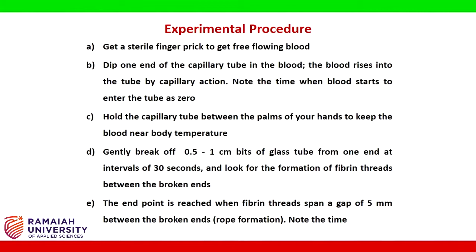Note the time when blood starts to enter the tube as 0. Hold the capillary tube between the palms of your hands to maintain the blood near body temperature. Gently break off 0.5 to 1 centimeter bits of glass tube from one end at intervals of 30 seconds and look for the formation of fibrin threads between the broken ends. The end point is reached when the fibrin threads span a gap of 5 mm between the broken ends, which is called rope formation. Note the time.